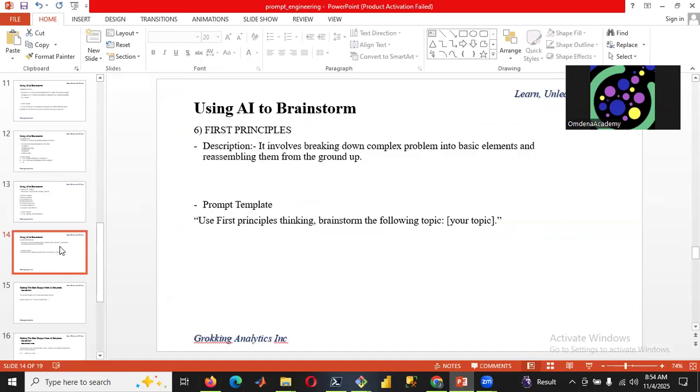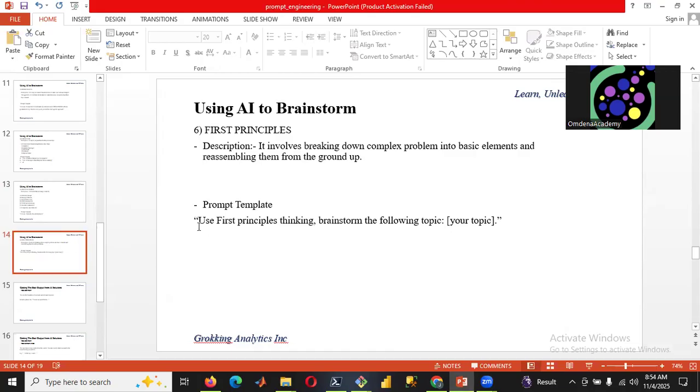This one involves breaking down a complex problem into basics. Elon Musk is a master of this one. He has used it so many times. First principle is actually from physics and it's also applicable in maths. What it basically means is that you take a complex problem and break it down to the simplest format. So here is a template: use first principle thinking to brainstorm the following idea. We can use first principle thinking to brainstorm.